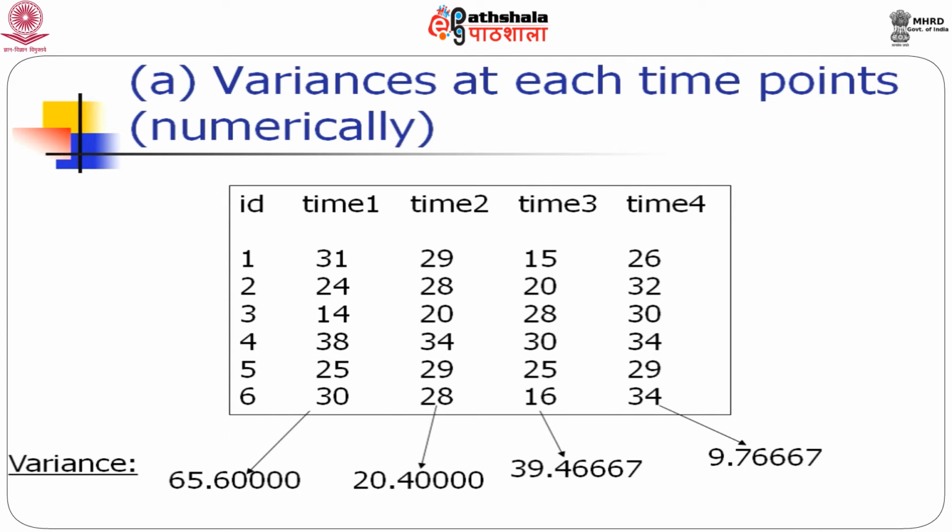As I said, the plot shows that at the first time point the variance is highest, and then it goes down in the second time point, but it goes a little bit up in time point 3, and then again the minimum variation can be observed in time point 4.